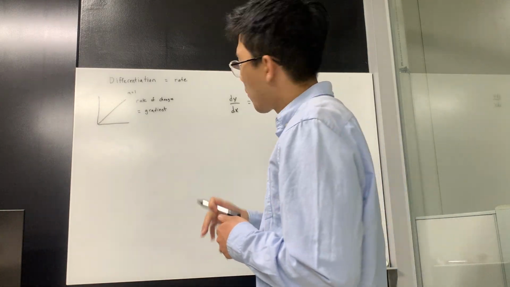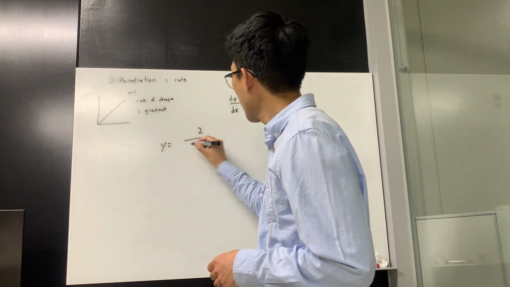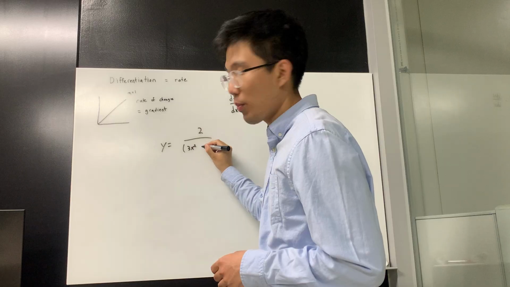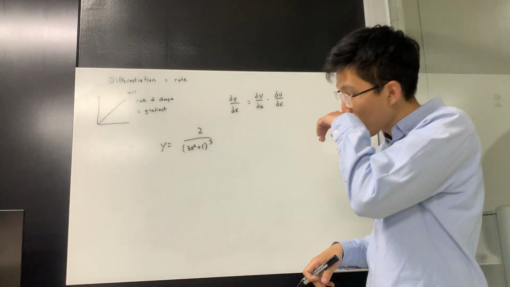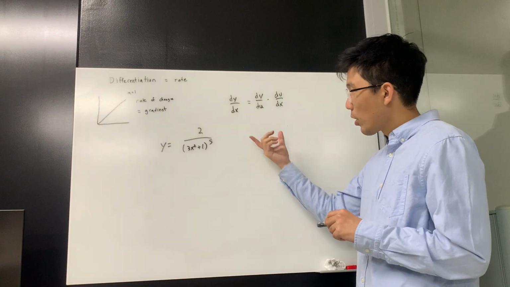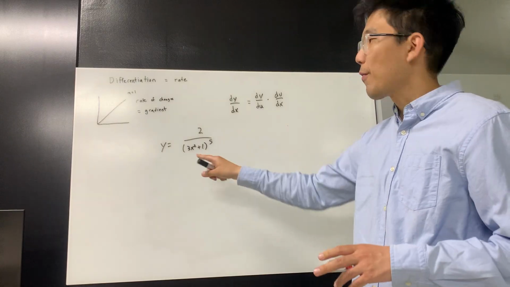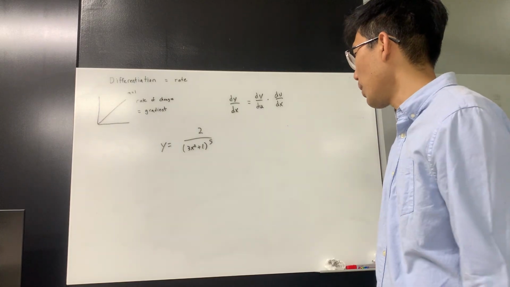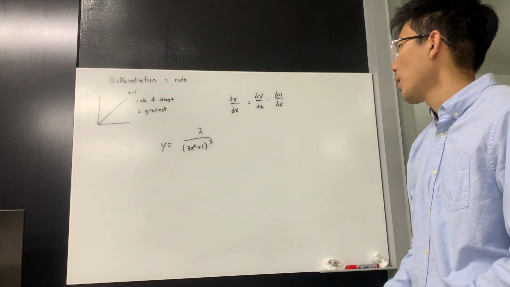Find the derivative of y is equal to 2 over (3x squared plus 1) to the power 5. From the formula we know from the power differentiation, we have no idea what to do about this. So we need to use the chain rule here.